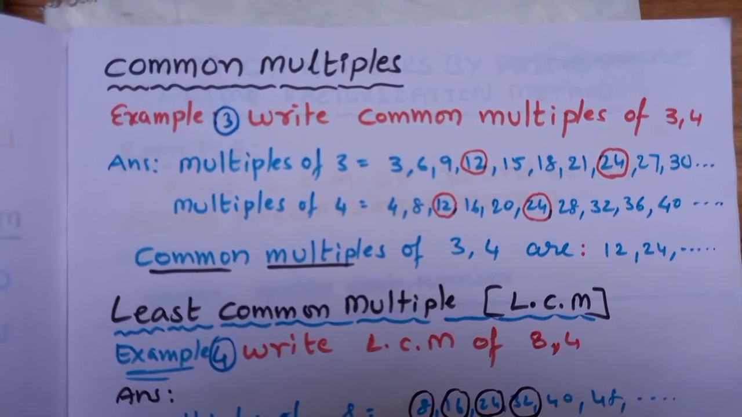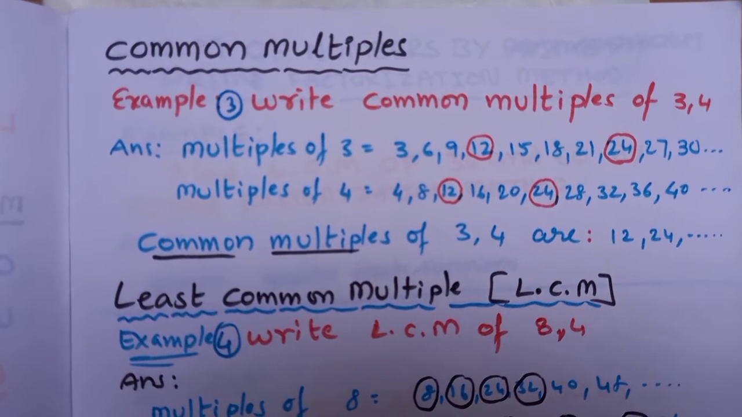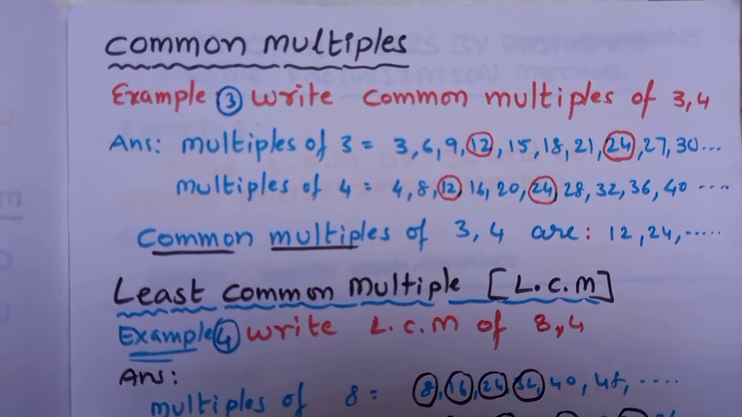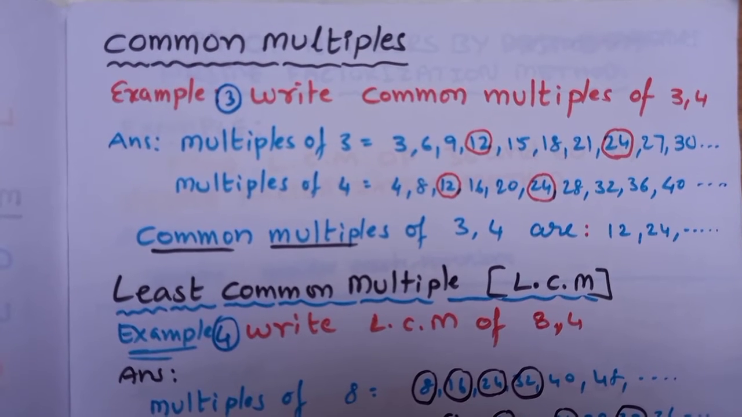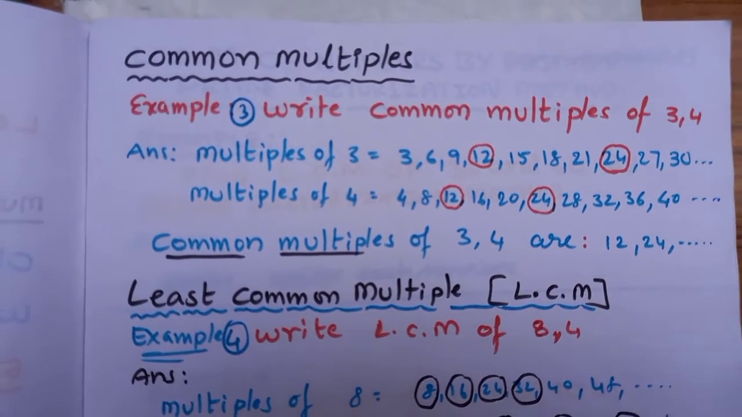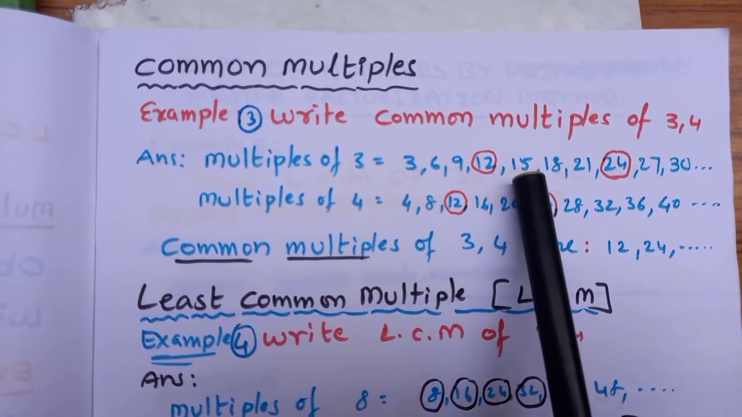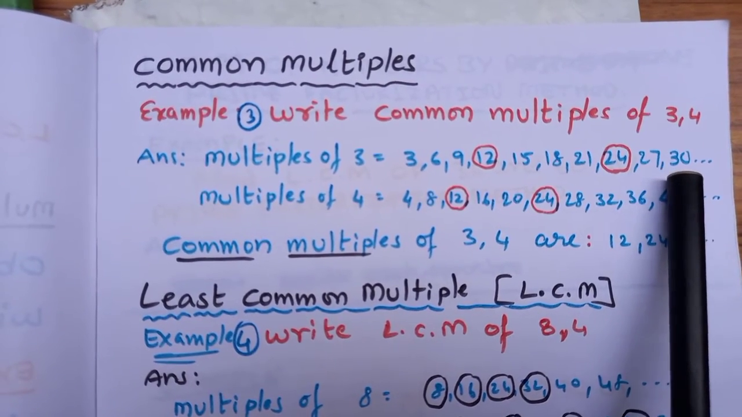Now we will move to what are common multiples. Example 3. Write common multiples of 3, 4. Answer. First we have to write multiples of 3. They are 3, 6, 9, 12, 15, 18, 21, 24, 27, 30.